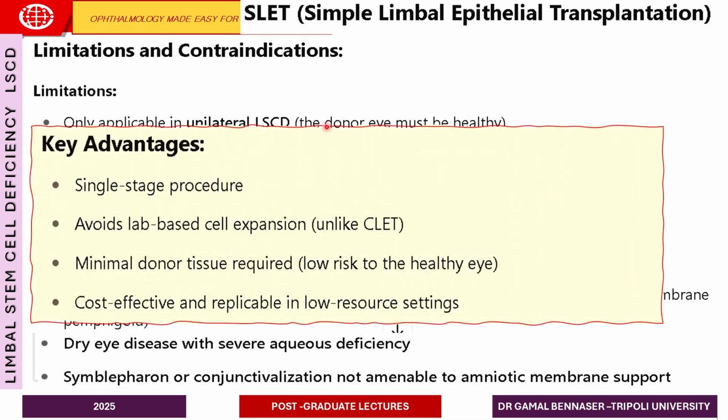Now, the key advantage of this type of procedure is that it is done in a single stage. You don't need to do it in two stages, and it avoids any laboratory-based expansion, unlike the CLET that we will speak about later. So it is in vivo expansion, and minimal donor tissue is required, because the other eye is healthy, so we need very small and minimal tissue, and it is very replicable, that if it fails, we can do it another time without much cost for the patients.